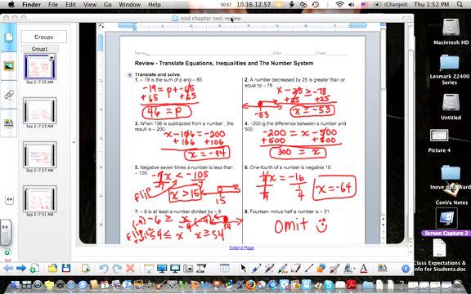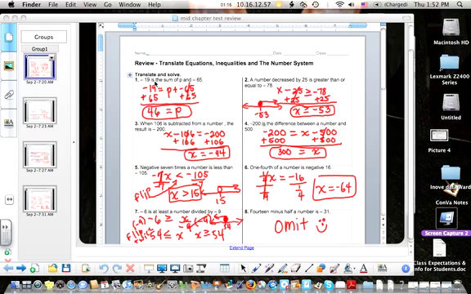So basically this first page started out with a big mixture of translating and solving. On the test, you'll be happy to know that there is a separation. The translating and solving for equations and inequalities is separated, so that will help you out a little bit. But there's key words you need to be looking for.